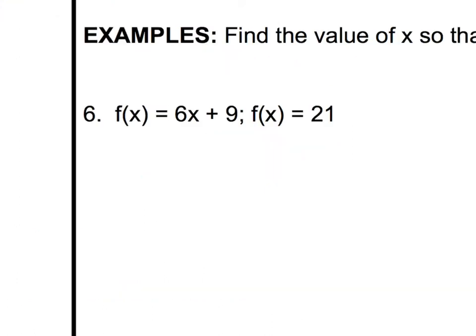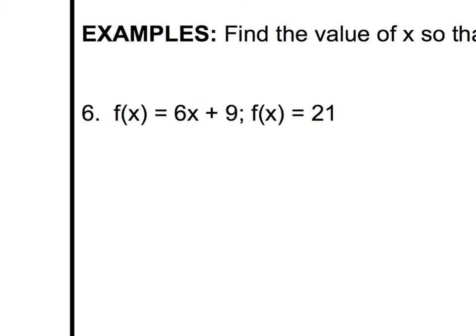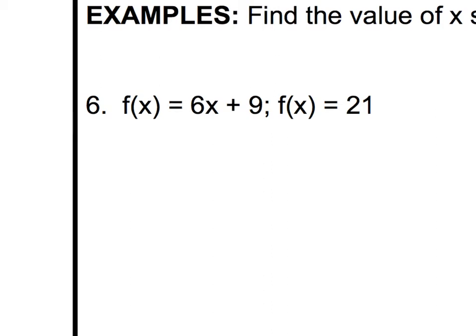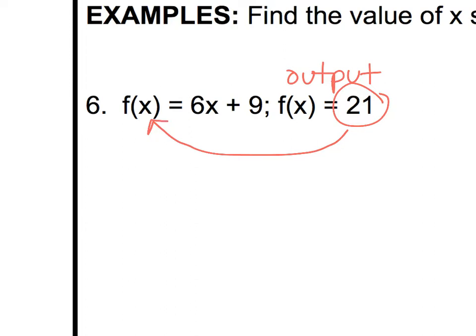F of x is equal to 6x plus 9, and f of x is equal to 21. You were given the output. That's what this is. Because f of x is the output, so I take 21 and I put it in the f of x spot. 21 is equal to 6x plus 9.